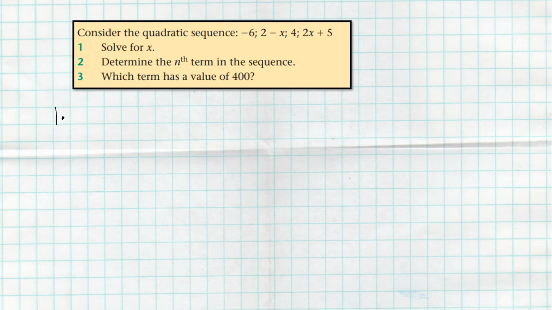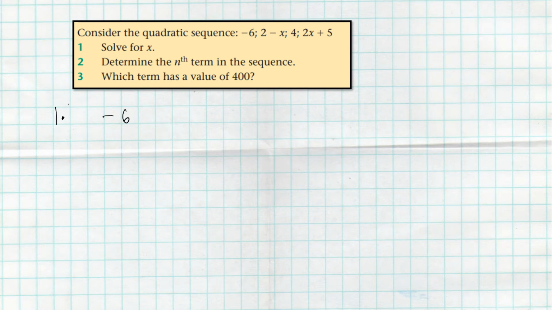What we know from a quadratic sequence is that we have the first difference, which forms the linear sequence, and we also have the second constant difference. So we need to get the second differences and equate them, because we know that the second differences are constant, or they are the same.